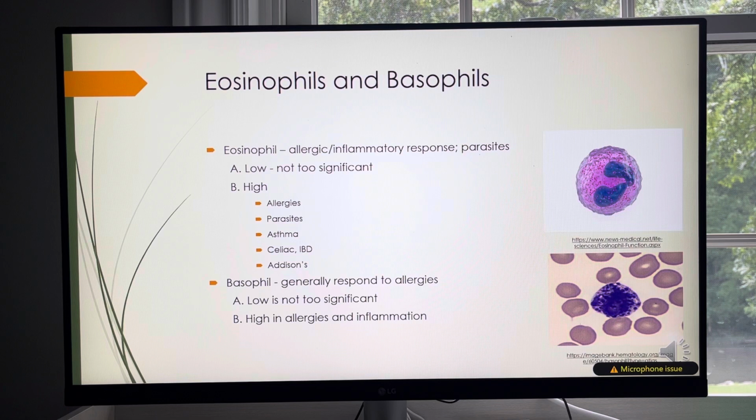And that first picture on the right is an eosinophil. The one on the bottom is a basophil. Not too much to go over on basophils.